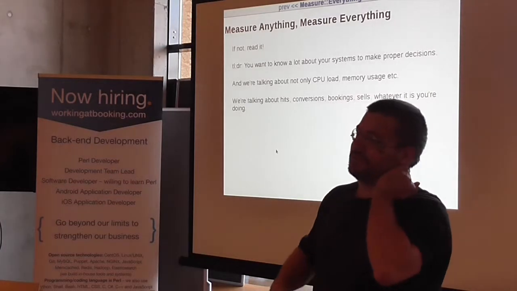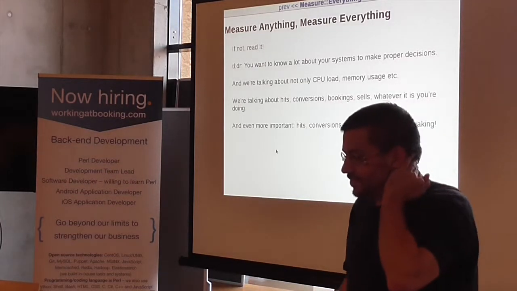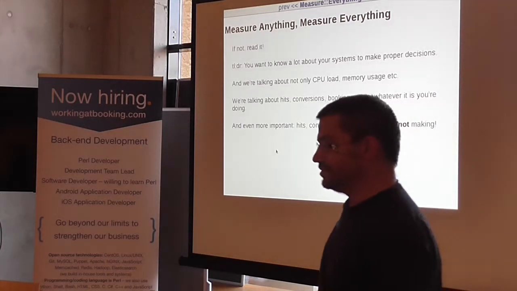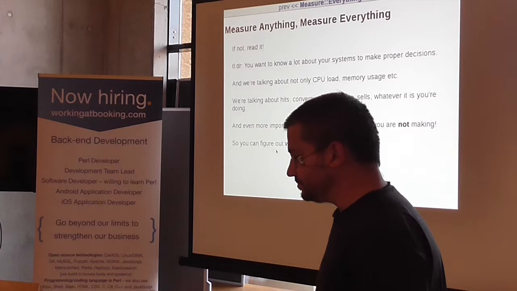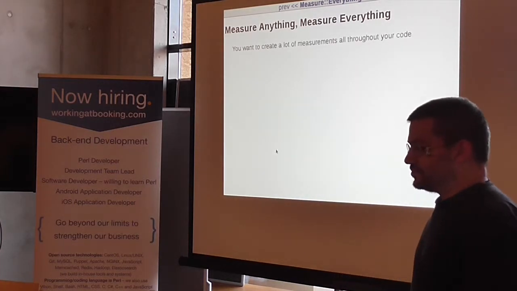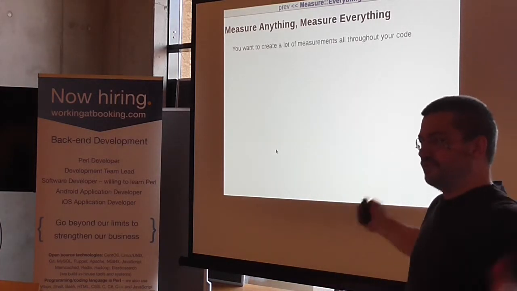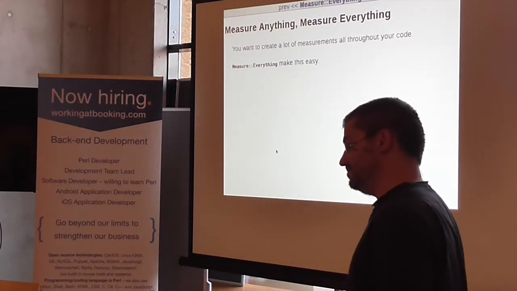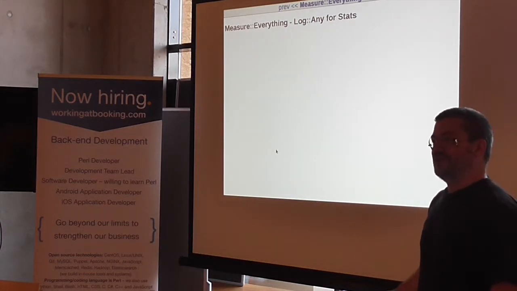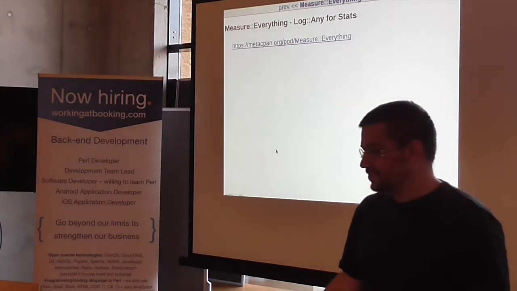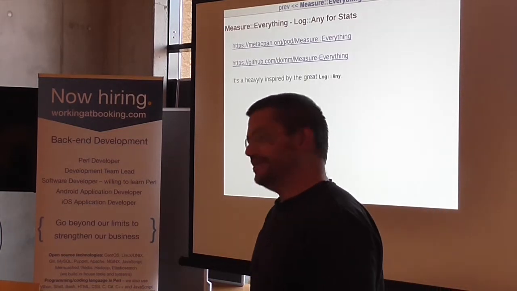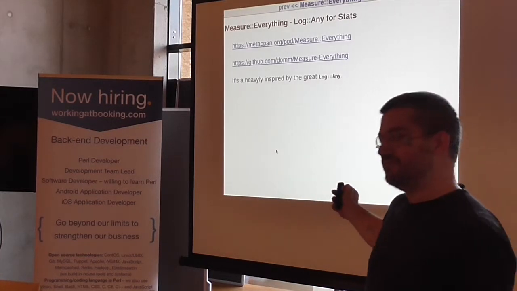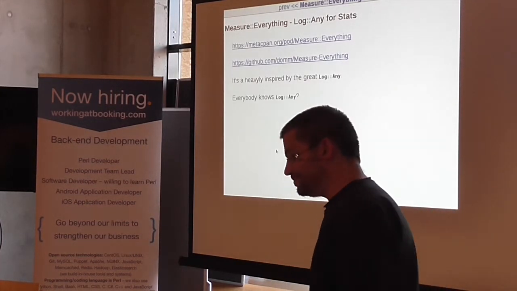Conversions, booking, sales, whatever it is you're actually selling or doing. And even more important, you want to know about stuff that you're not making, so you can figure out why you're losing customers. So you want to have a lot of measurements spread through all of your code, and measure everything in modular fashion. Measure::Everything recently makes this easy, hopefully. It's basically Log::Any for stats. So the CPAN, ether, blah, blah, blah.